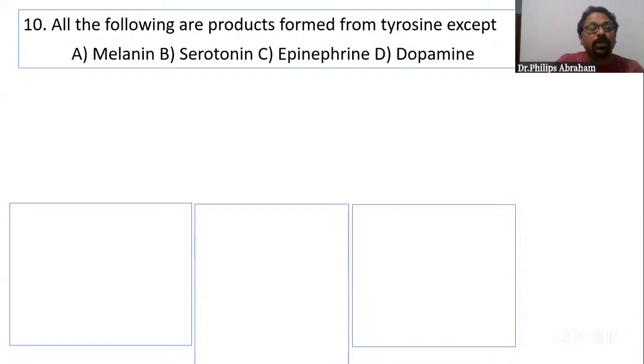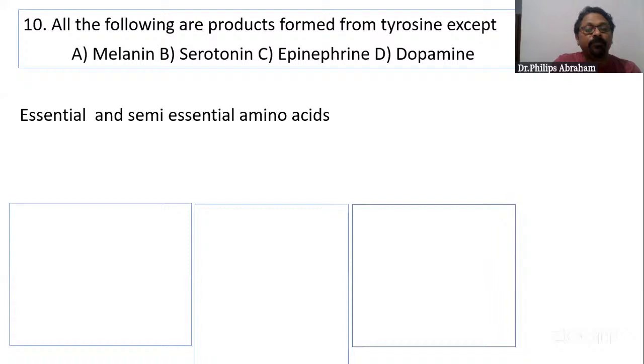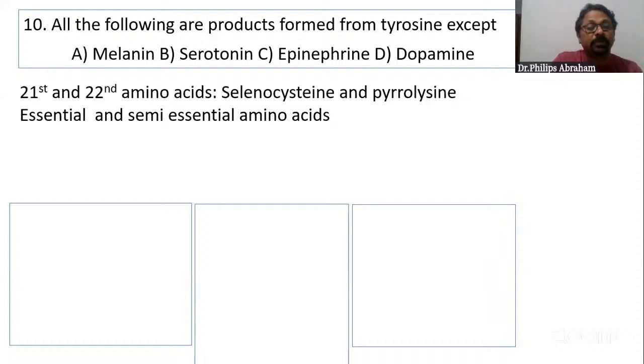Now we'll go to some other questions related to amino acid metabolism. First, when we talk about amino acids, you should know the difference between essential, semi-essential, and non-essential amino acids. An amino acid that cannot be synthesized in the body is called essential. We have 8 essential amino acids. We have 2 semi-essential amino acids. Try to study that.